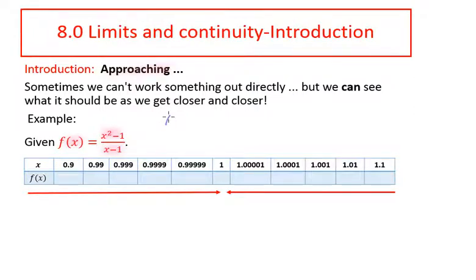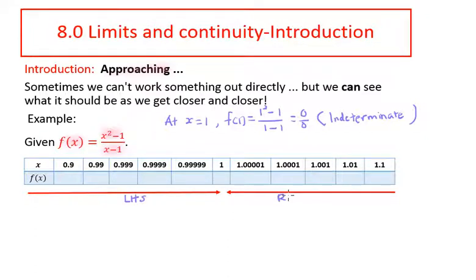At x equals 1, substitute x is equal to 1, we have 1 squared minus 1 divided by 1 minus 1. We get 0 over 0. This is what we call an indeterminate form. It cannot be determined.